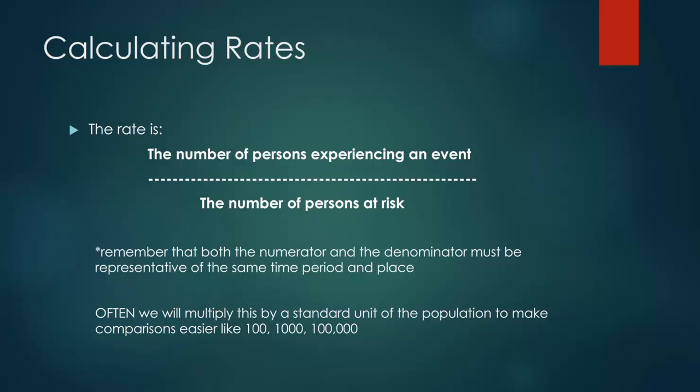We express rates in terms of standard units of population to make comparisons easier. For example, 37.3 per 100,000 population is easier to read and discuss than 0.000373. The standard unit of population that you use when you calculate a rate is based on convention.